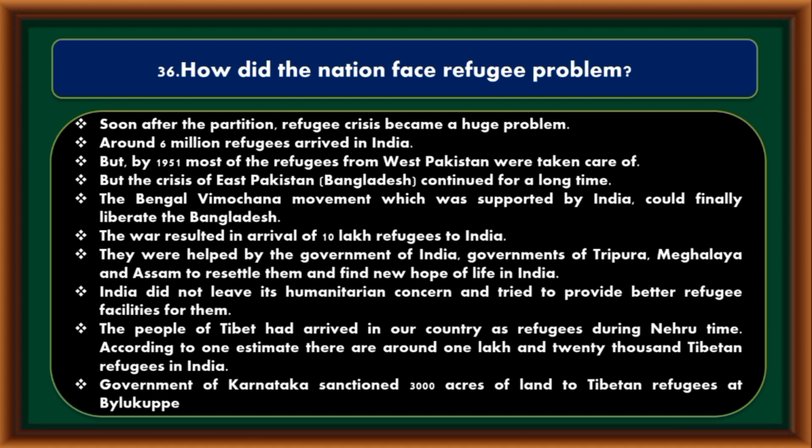The people of Tibet arrived in our country as refugees during Nehru's time. According to one estimate, there are around 1,20,000 Tibetan refugees in India. The Government of Karnataka sanctioned 3,000 acres of land to Tibetan refugees at Bailukuppe.